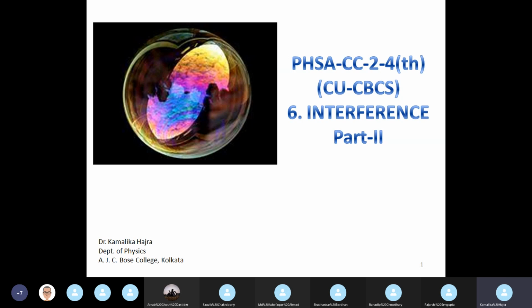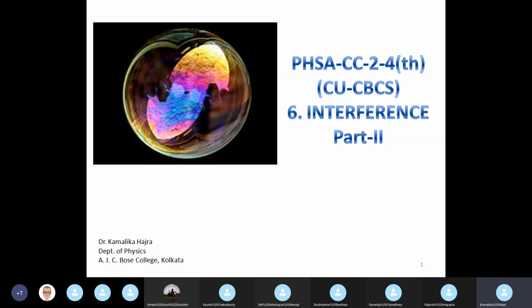And then we also discussed two other experiments where the division of wavefront is employed too, that is Lloyd's single mirror and Fresnel biprism. Okay, so that was part 1, and now in part 2 again we will study the same topic, that is interference, but now we'll do interference by division of amplitude.